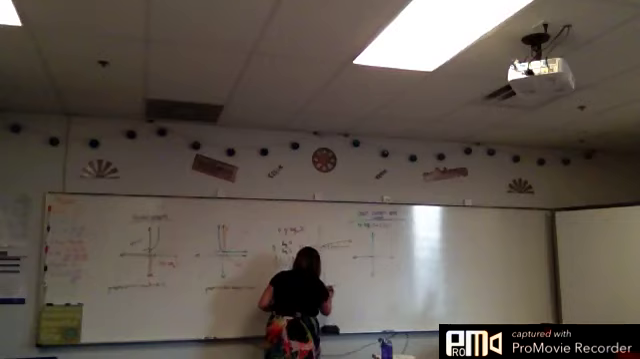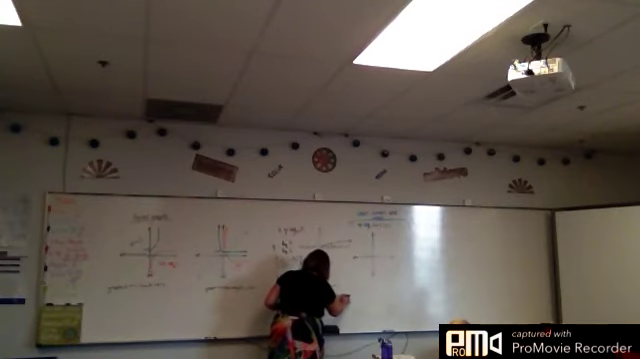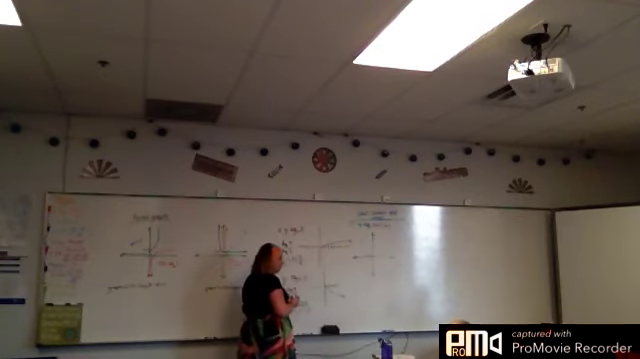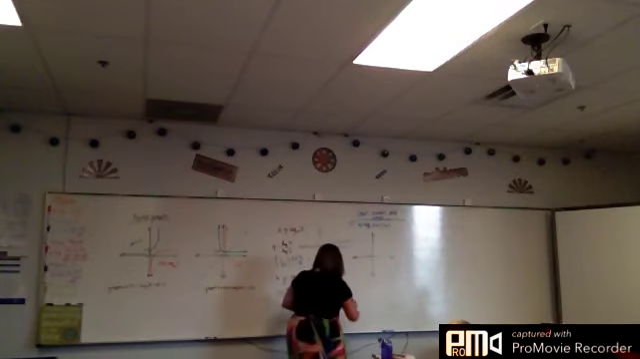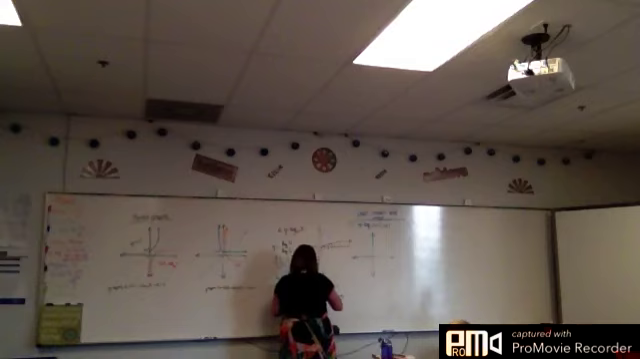So then I plot those points: 1, 0, 2, -1, and 4, -2. Here's my graph. Cool? It's gonna run along here.